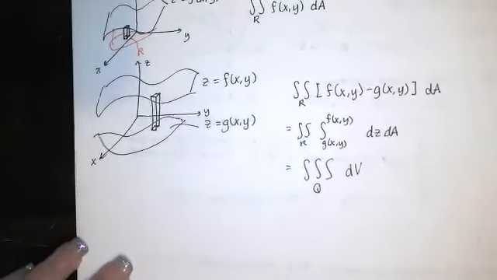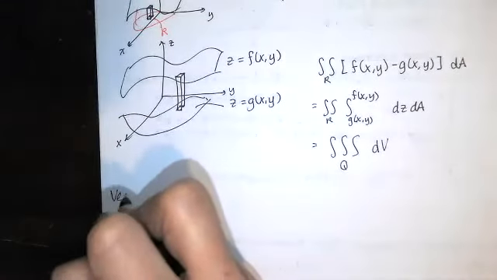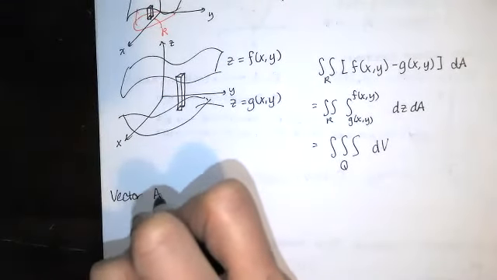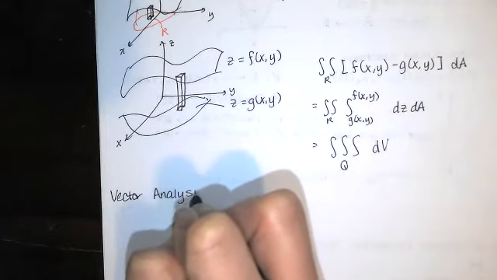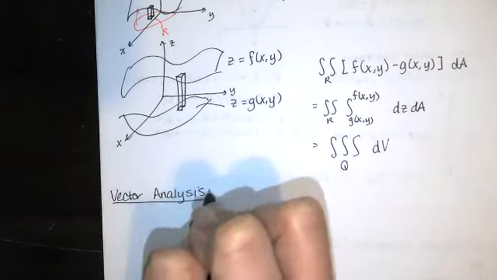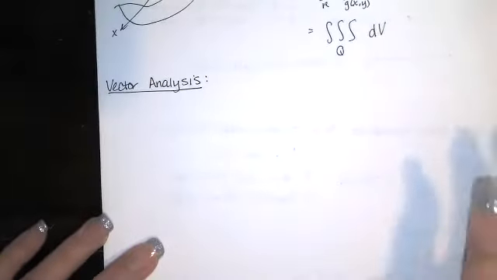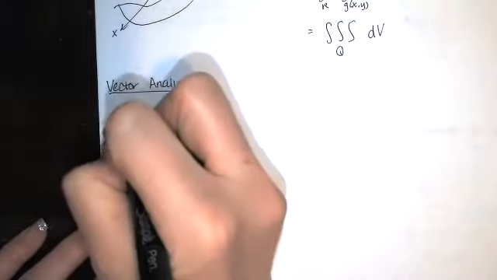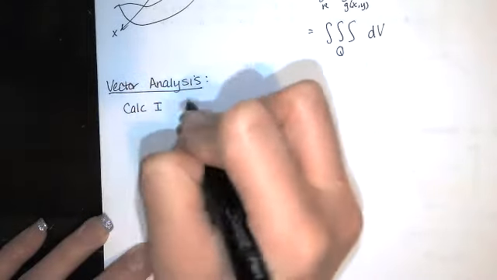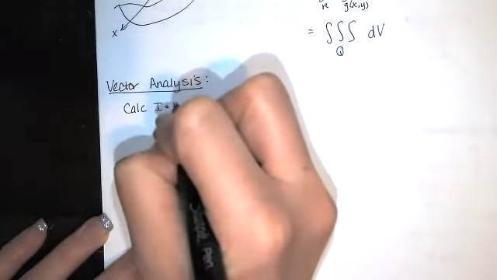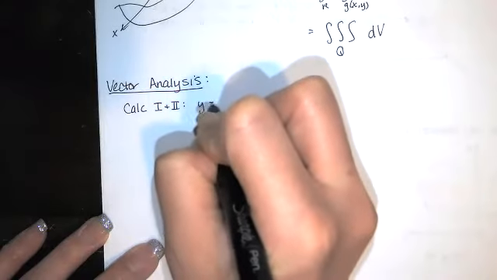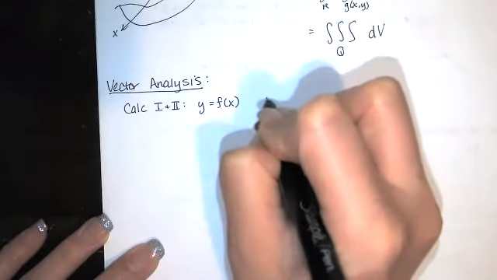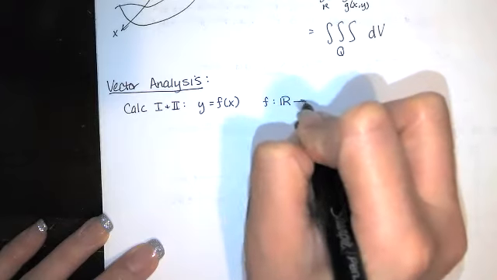Now this next chapter is about vector analysis. In this vector analysis chapter, we're introducing a new type of function. So Calc 1, Calc 2, and everything before that, you had a function of a single variable. So we went from R into R.